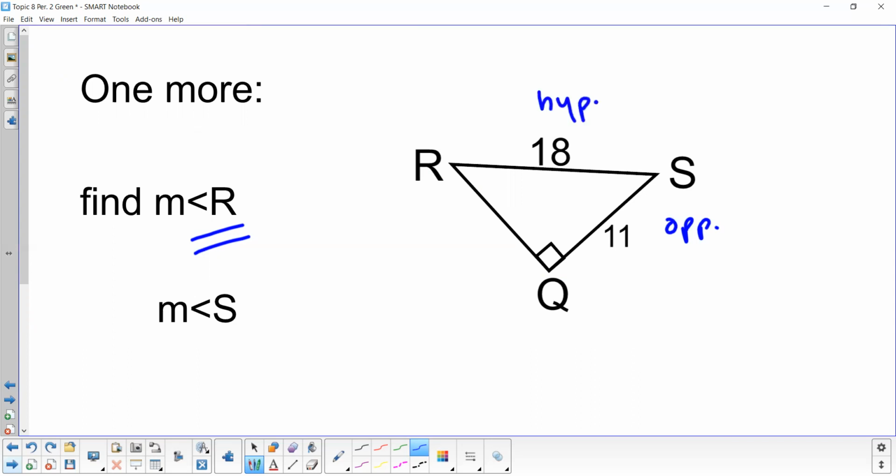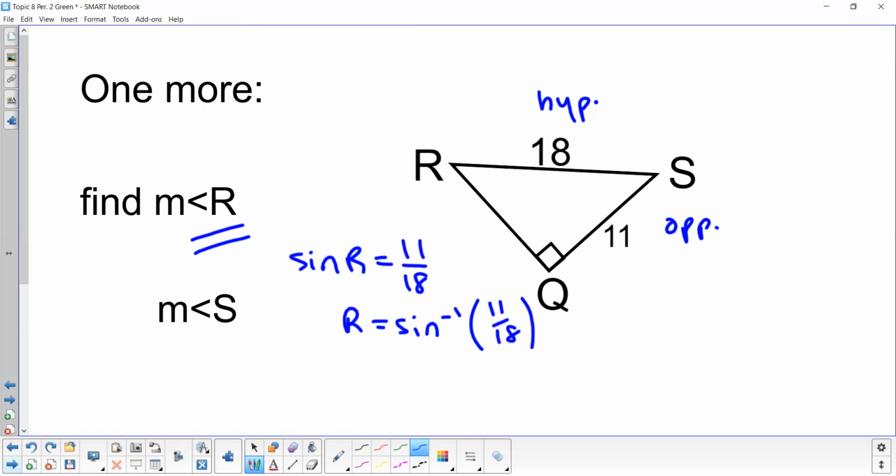That's maybe one of the more common mistakes, that you can easily confuse adjacent and hypotenuse. That's because they look adjacent. Yeah, because it's next to one of the angles. But remember, the hypotenuse is always across from the right angle. So opposite and hypotenuse. Sine of R equals 11/18. So R is the inverse sine of 11 over 18.